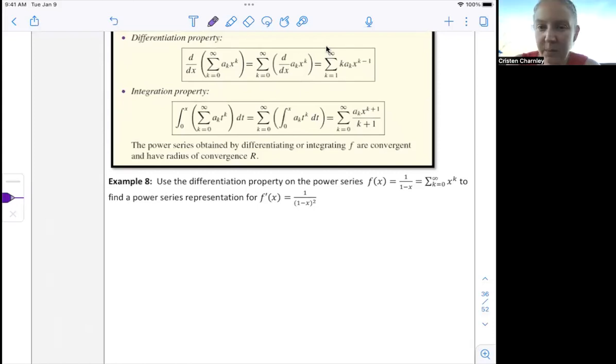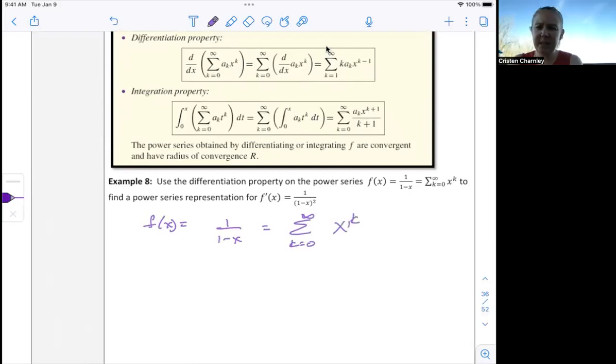I'm going to start by writing the equal pieces next to each other. So I know that f of x is the same thing as 1 over 1 minus x, which is the same thing as the series from 0 to infinity of x to the k. So we know that all three of those things are the same if we go to graph them.